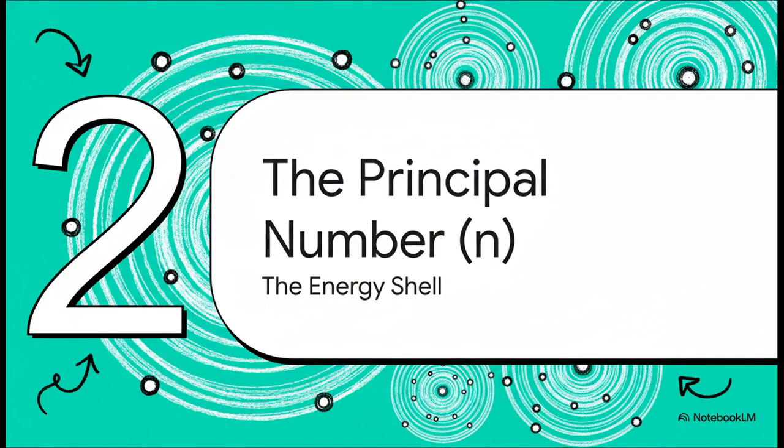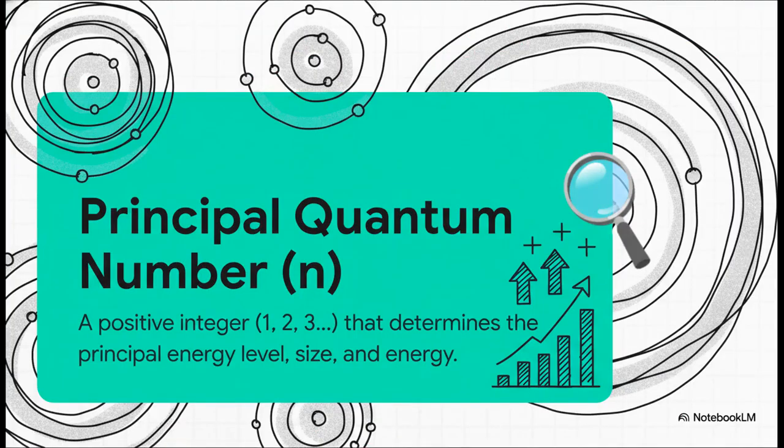Let's start with the first and biggest piece of that address, the principal number, n. This one really sets the stage for everything else that follows. So the key thing to remember about n is that it can only be a positive whole number: 1, 2, 3, and so on. It can't be 0, and it can't be a fraction. And why is that so important? Because it means energy levels in an atom are quantized. They come in these distinct steps, like rungs on a ladder. You can be on rung 1 or rung 2, but there's no such thing as being on rung 1.5.